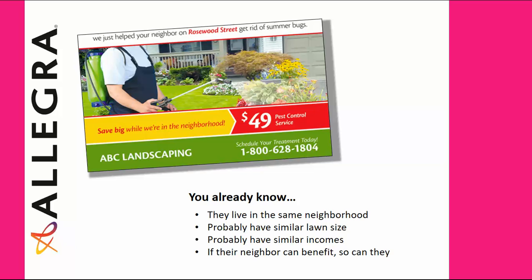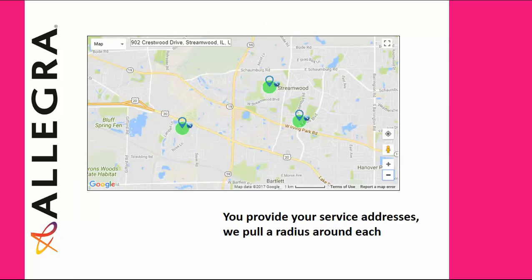So what we do is we take your list of service locations and load it into a database and pull a radius around it. This one that I did as an example was just a 1/4 mile radius. So you can pull all the homes within a 1/4 mile, 2 miles, 5 miles, whatever it is.